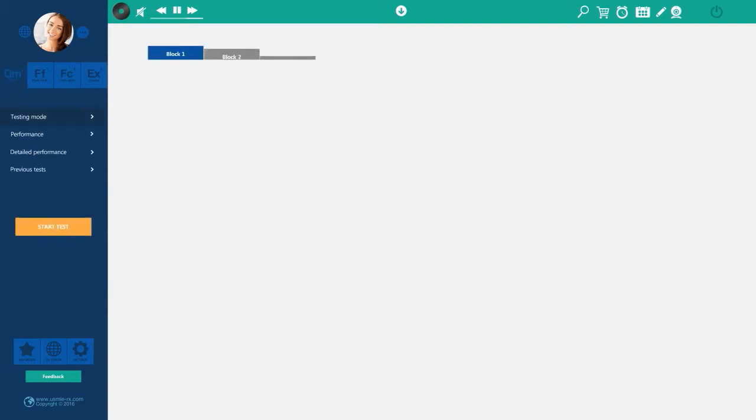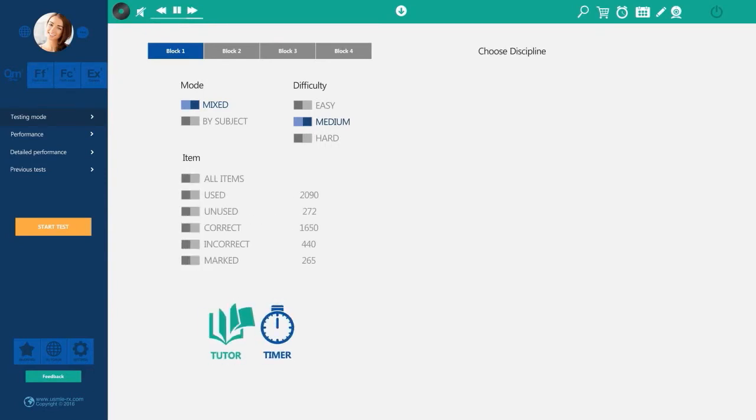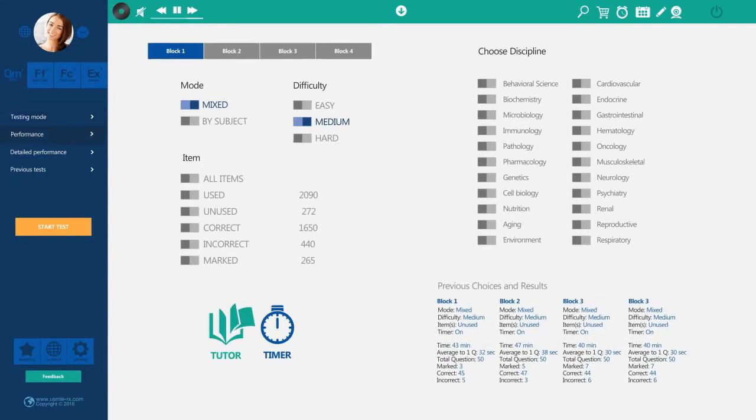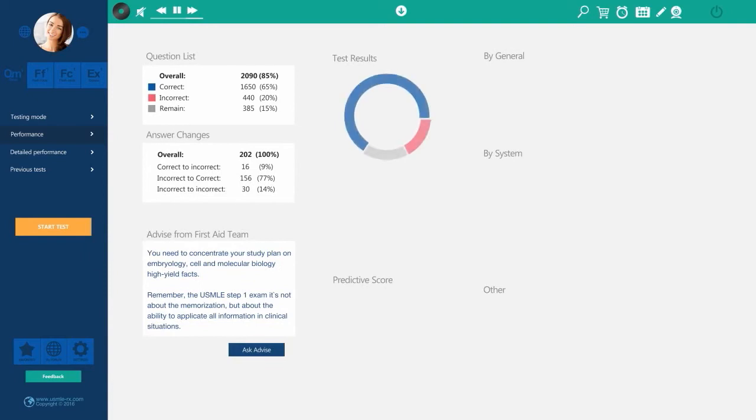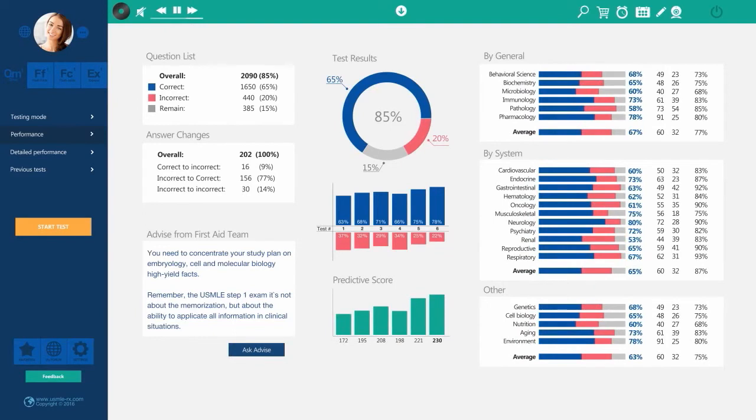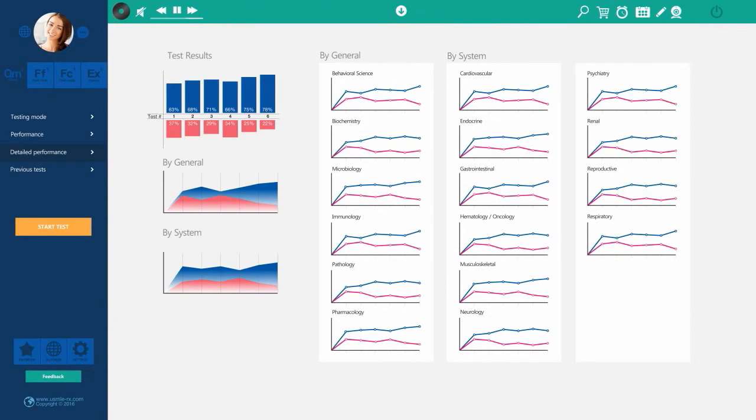Qbank tab, with my choice mode, difficulty or questions, enable training mode and timer, choice discipline, check options and the results of previous tests. Performance tab contains known to ask question list, answer changes and new feature, advice from FA team, where it's possible to receive personal recommendations in consideration with achievements of well-known FA team. Test results are also very factual and are made as different charts, where it's available to see dynamics in answers to questions for every discipline and observe improvements and deteriorations that allows us to trace our progress.